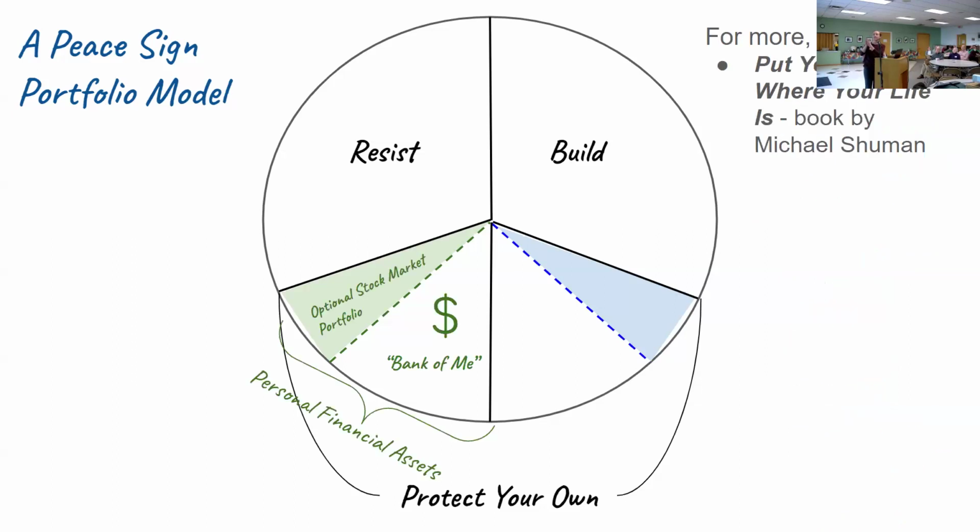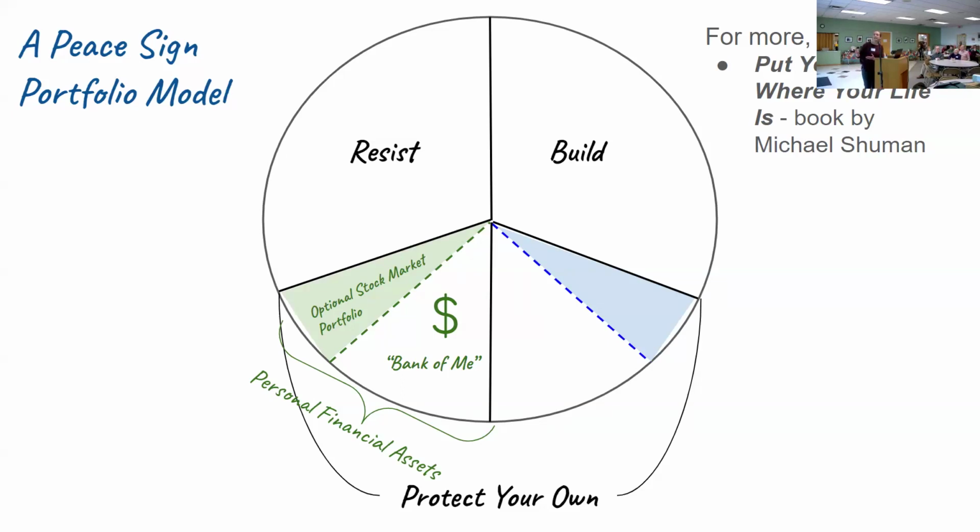And then within this protect your own section, there's these two sides. There's this green side, which is related in my mind to personal financial assets. This is the side that's most similar to what you would see in more traditional personal finance spaces. So we can think of this as building the bank of me. And we can talk about that more in the Q&A if you want to, but I'm going to go on to the more interesting, more unique stuff here.